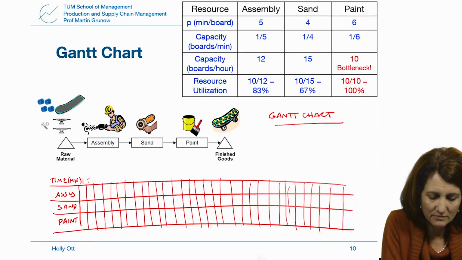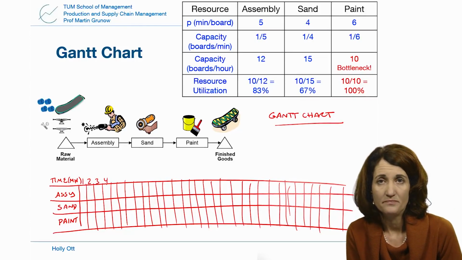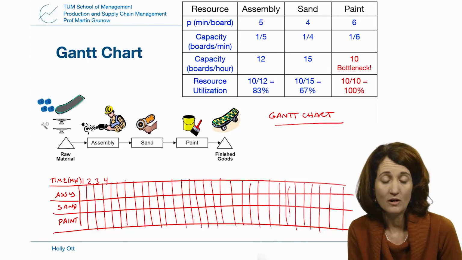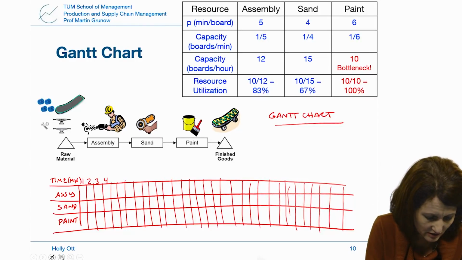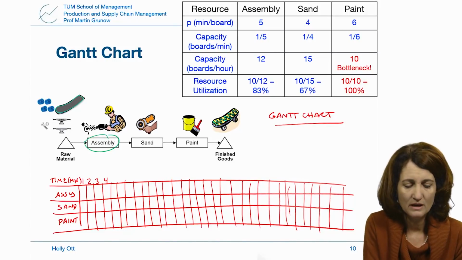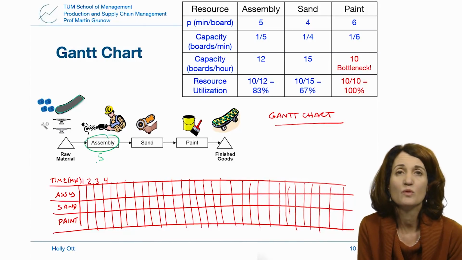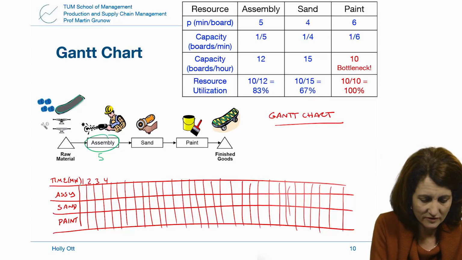So we have minute 1, minute 2, minute 3, minute 4. So the assembly comes in. Our first board comes in, for example. The assembly starts, and maybe I can change colors here. Let's use green for assembly. Takes 5 minutes per board. So the assembly is working 5 minutes. So the first 5 minutes, 1, 2, 3, 4, 5. Maybe I better write out the rest of the minutes here.